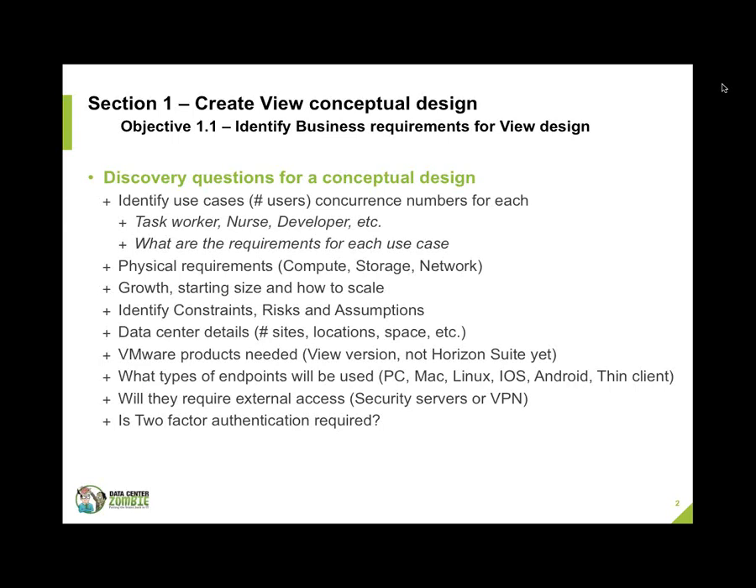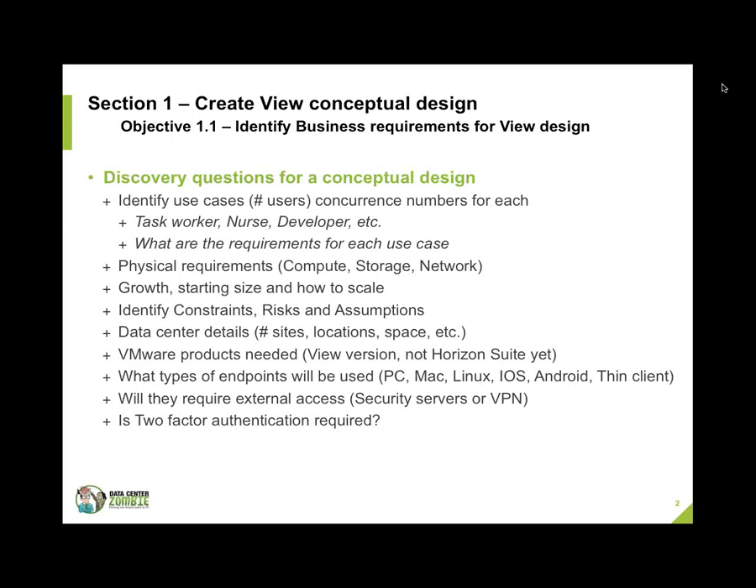Constraints, and this is kind of a common architecture, so we need to identify constraints, risks, and assumptions for our View project and how they might affect it. We need to know about their data centers and remote office locations. Since it's end-user computing, it's not just the data center, it's all the other sites. If we have workers out in the field that might be on the road or in a Starbucks, where would they be accessing this?